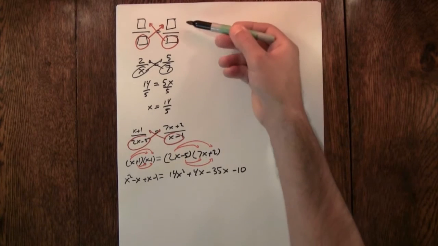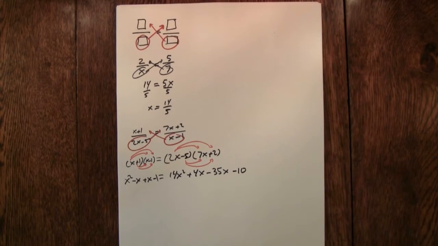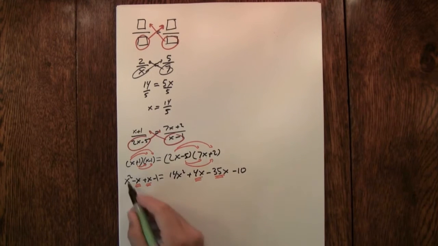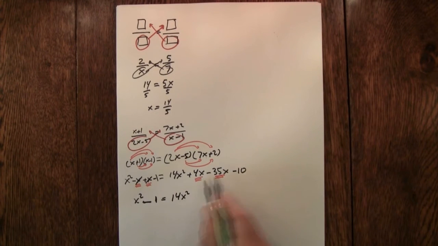So, first pattern, cross multiplication. Second pattern, foiling, multiplying two binomials together, right? When you do this, you combine the middle terms. For a lot of rudimentary simple binomials, that's what happens. So this becomes x squared, this kills this, minus 1, equal to 14x squared minus 31x minus 10, right?